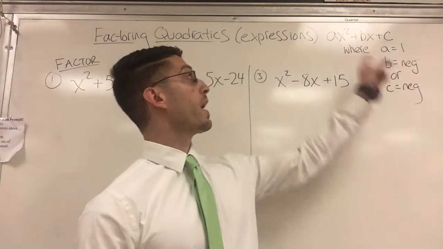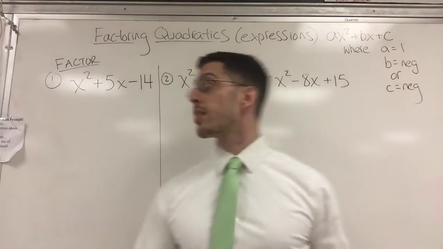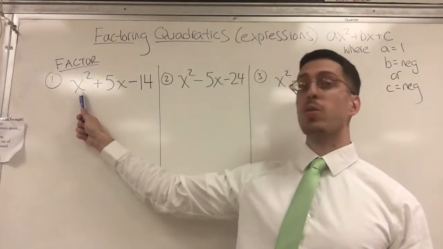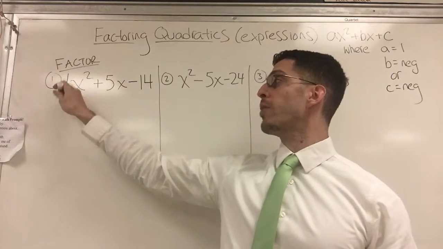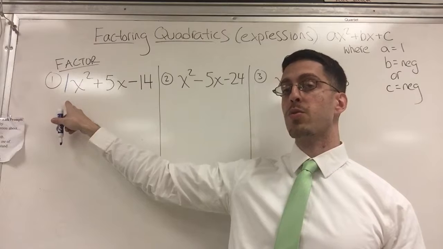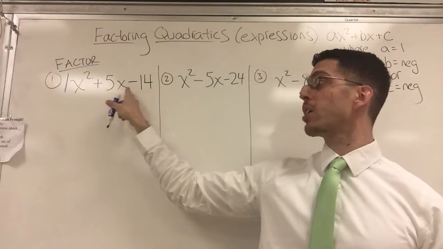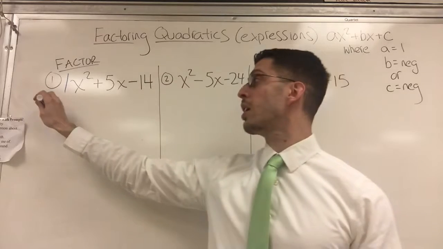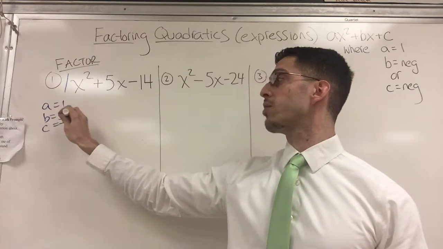All right, and it generally looks like this: ax squared plus bx plus c. So you see my a, there's a 1 there. The a is the coefficient, the leading coefficient. The first number you see is a 1, that's your a. Here my b is 5, and here my c is negative 14. A is 1, b is positive 5, c is negative 14.